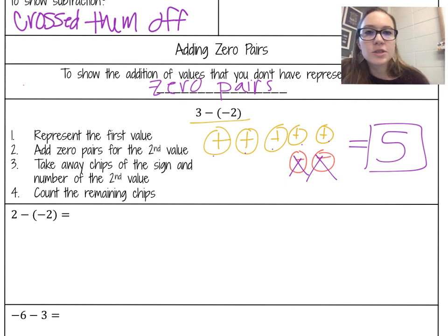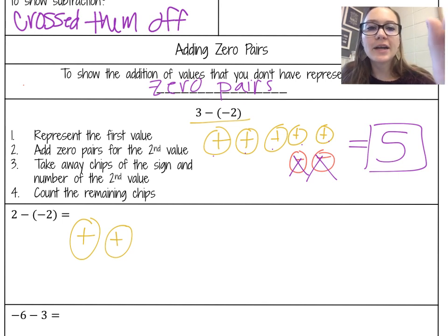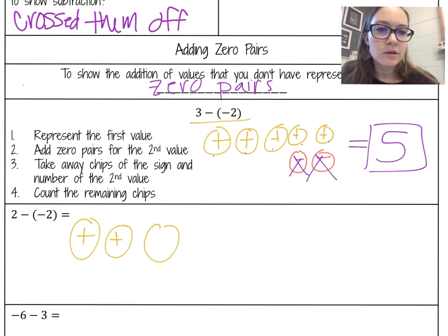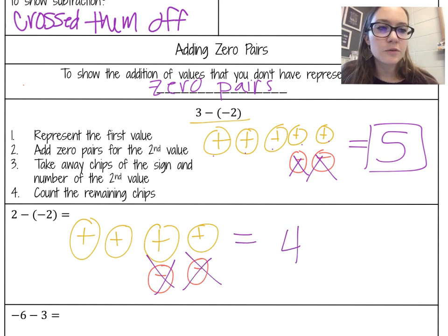Let's do the same thing with this 2 minus negative 2. I'm going to draw 2 positive chips. Okay. And then I need to subtract negative 2, but I don't have any negative 2s to take away. So I'm going to add enough 0 pairs until that is represented. So here's a positive and a negative. They make 0, so I'm not changing my equation. A positive and a negative make 0. Oh, there's 2 negative ones now, so I can stop. I'm going to take away -2, and I'm left with +4.